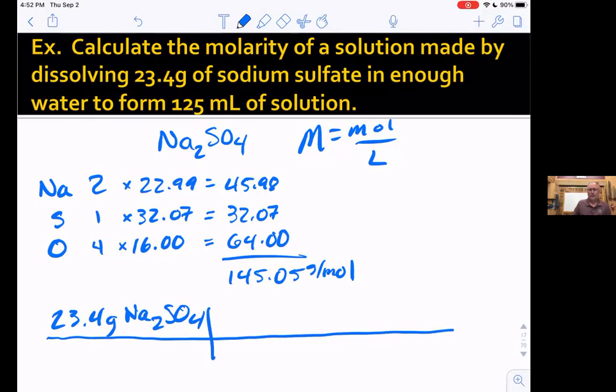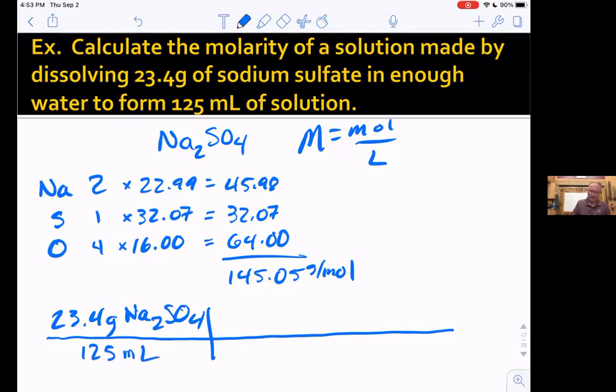But I got 23.4 grams of sodium sulfate, and I would go ahead and put the volume in the denominator. Essentially what you're doing is you're just setting it up like it's a density problem, really. But 125 milliliters of solution in the denominator.